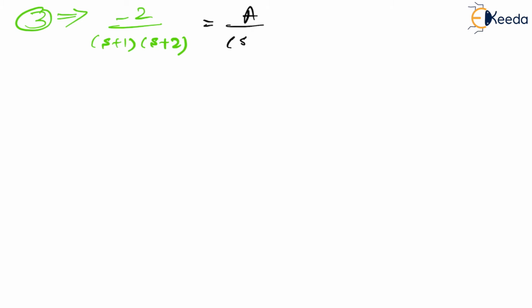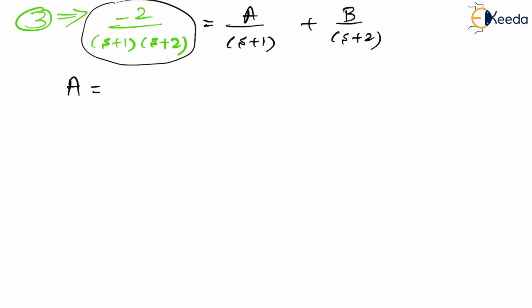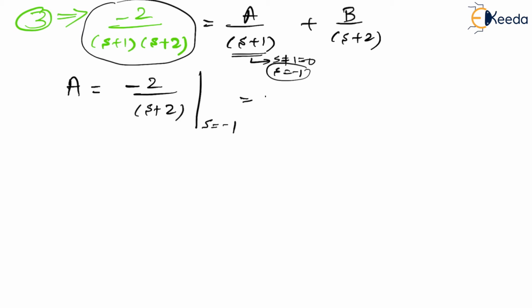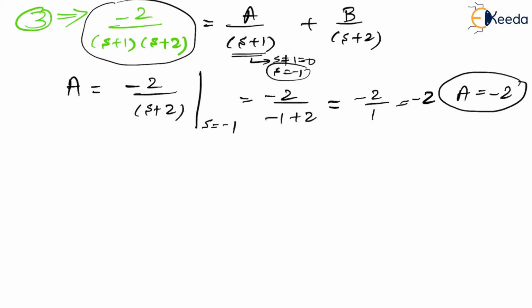So if I equate these two again, a upon s plus 1 plus b upon s plus 2. How to find that? Now things will become very simple for you. How to find a? Yes, write the whole LHS except what is there below a. So it is going to be minus 2 upon, below a I have s plus 1, so I will just ignore that and write the remaining term, which is s plus 2. At what? Yes, definitely equate this to 0. So s plus 1 equal to 0, I get s equal to minus 1. So you put s equal to minus 1 here. So it becomes minus 2 upon, at s I put minus 1, so it becomes minus 1 plus 2, which is nothing but minus 2 upon 1, which is nothing but minus 2. So I get the value of a to be equal to minus 2.